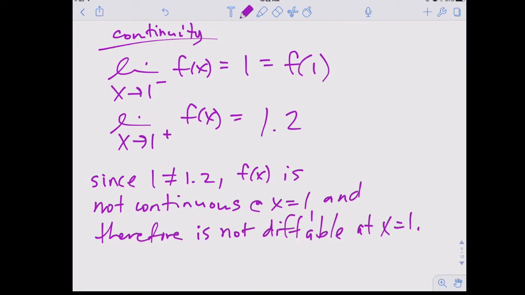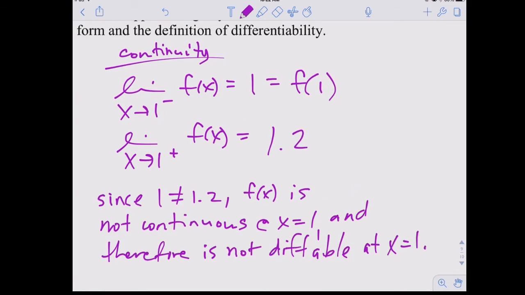Now notice how I wrote it. I said since 1 doesn't equal 1.2, and again I know where those values are coming from, f of x is not continuous. Could I have just skipped the continuity part and just said since 1 doesn't equal 1.2, f of x is not differentiable at x equals 1? No, because what I did up here is not a differentiability argument, is it? So this would be like stringing together two logical consequences. Because 1 doesn't equal 1.2, the y values are not the same, therefore it's not continuous. That's one theorem. And then because it's not continuous, then by another theorem, it's not differentiable. So you kind of need to string your argument along like this. But this is a valid argument.